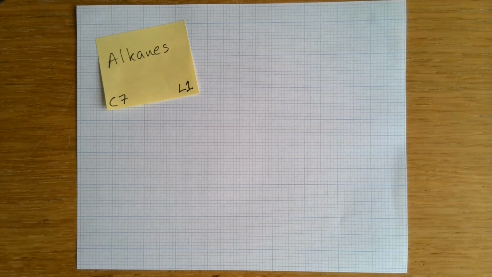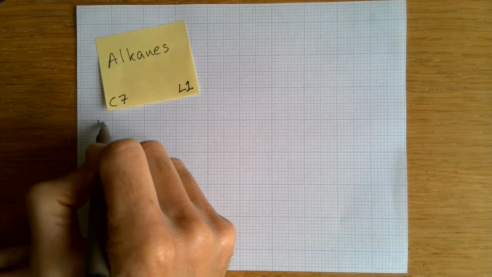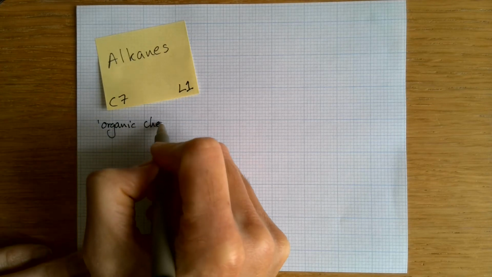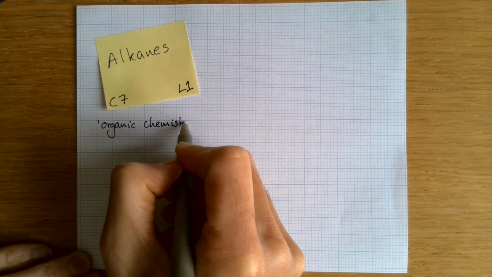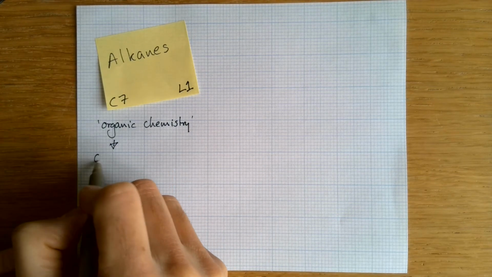Okay, this is an overview of the alkanes, topic C7, lesson 1. So alkanes can come under the title of organic chemistry, and that simply means that these things are carbon based.